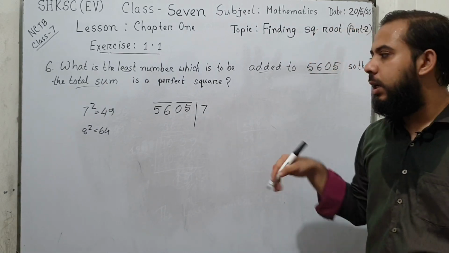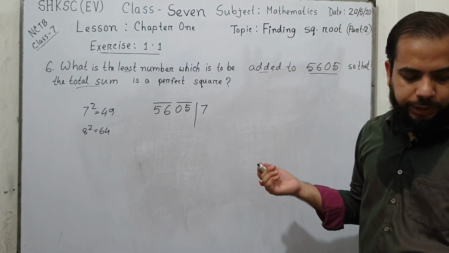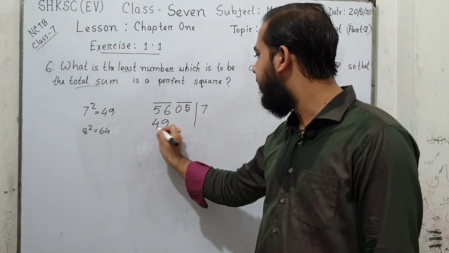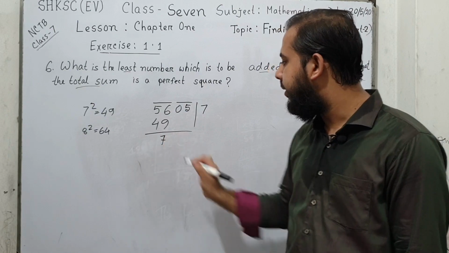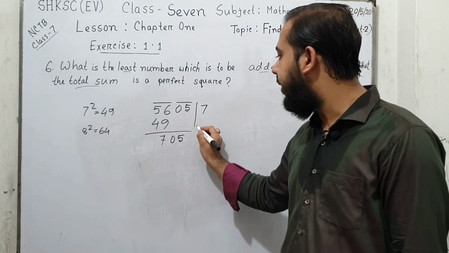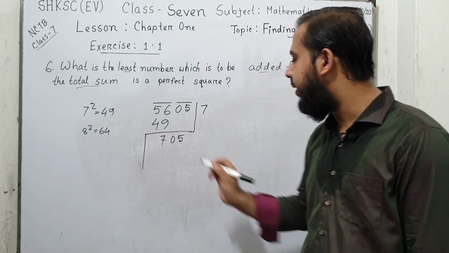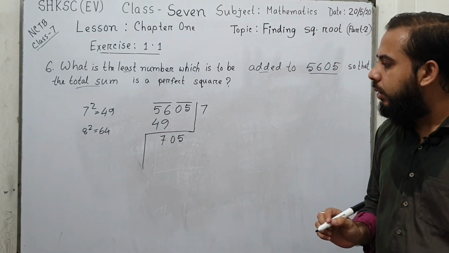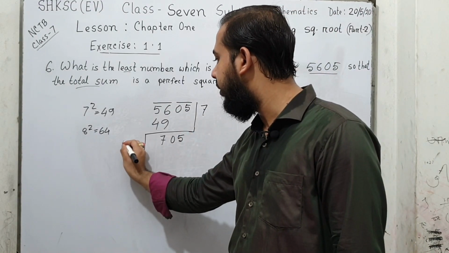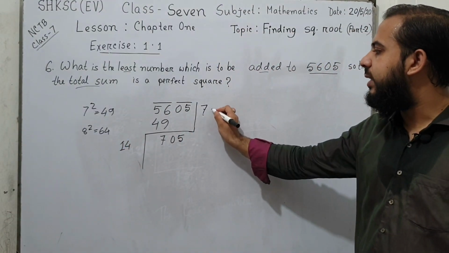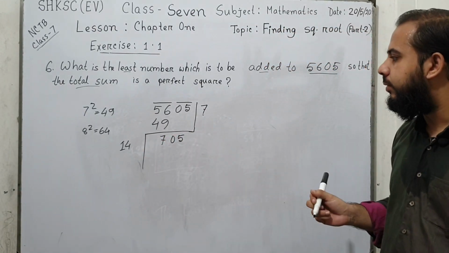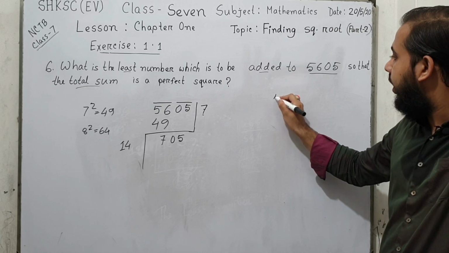If we take 7, then 7 times 7 is 49, and if we subtract, we will get 7 here. And now we put down the next pair 05, so we will get another number 705. Now we have to double this number, which is 14. Now we have to put a digit here so that the product is closest to 705. At first let's try 3.